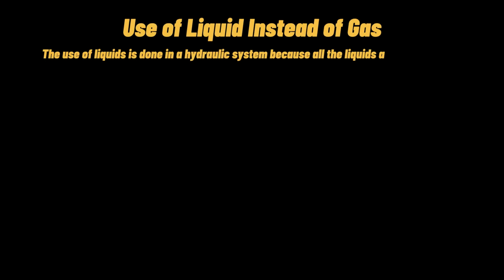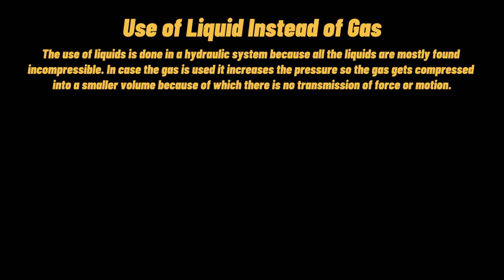Use of liquid instead of gas. The use of liquids is done in a hydraulic system because all liquids are mostly incompressible. In case a gas is used, when the pressure increases, the gas gets compressed into a smaller volume, because of which there is no transmission of force or motion.